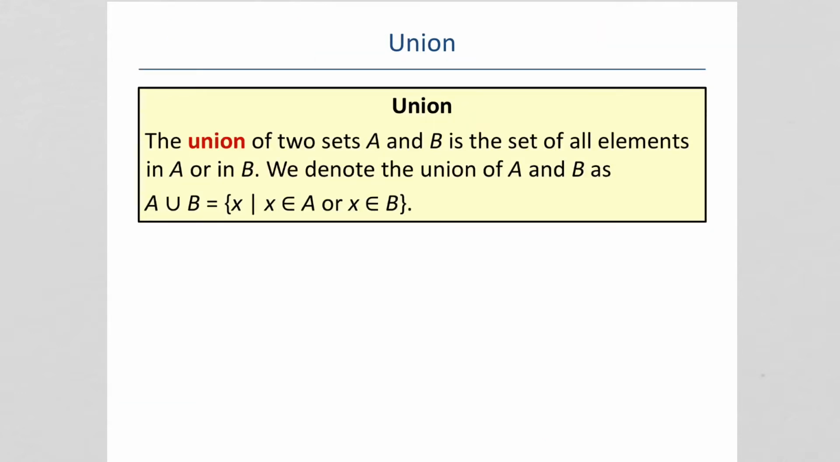The union of two sets, A and B, is the set of all elements in A or B. So it's all the elements in A and all the elements in B, not just the ones in common. So A union B is x is in A or x is in B.